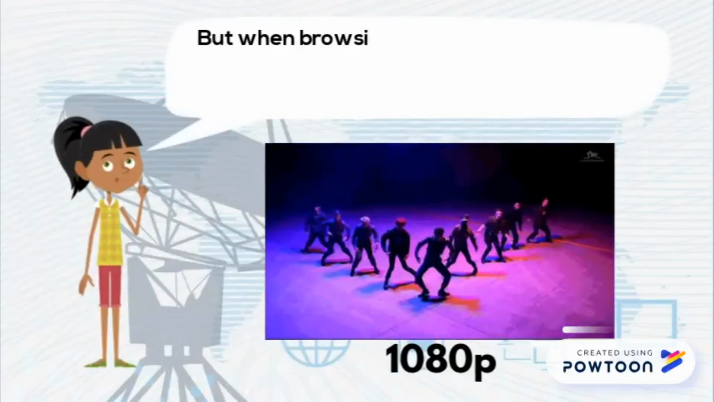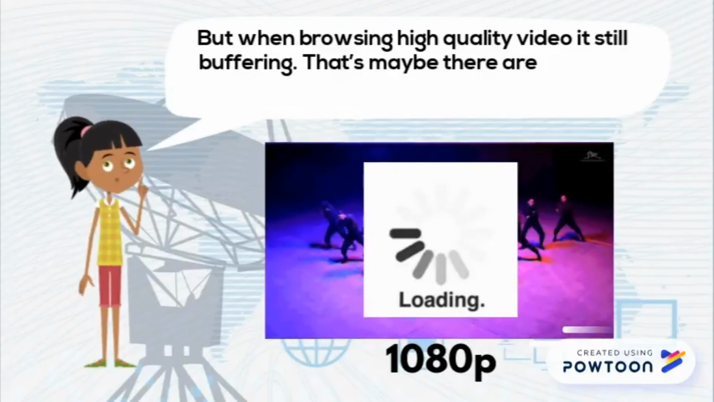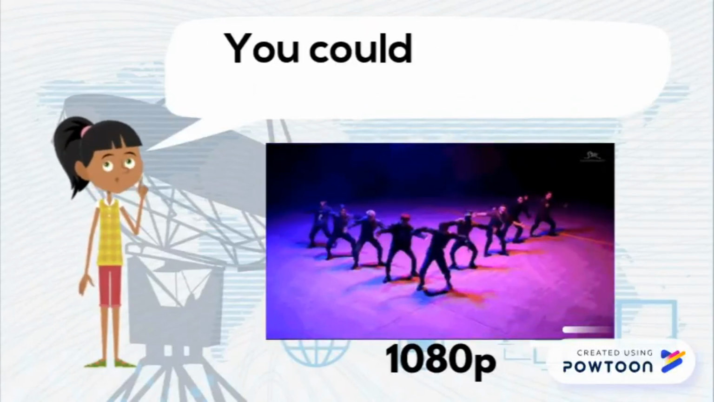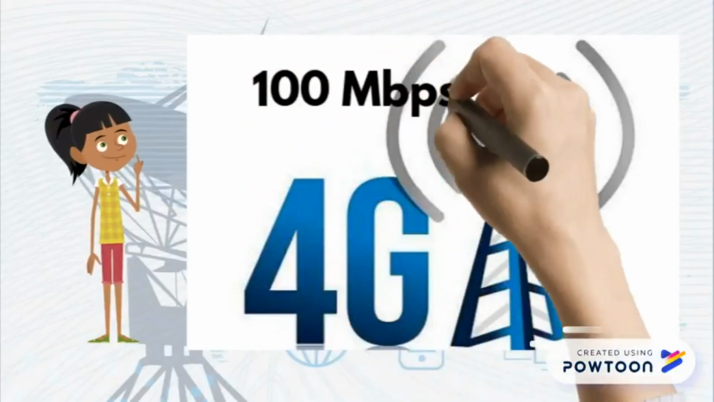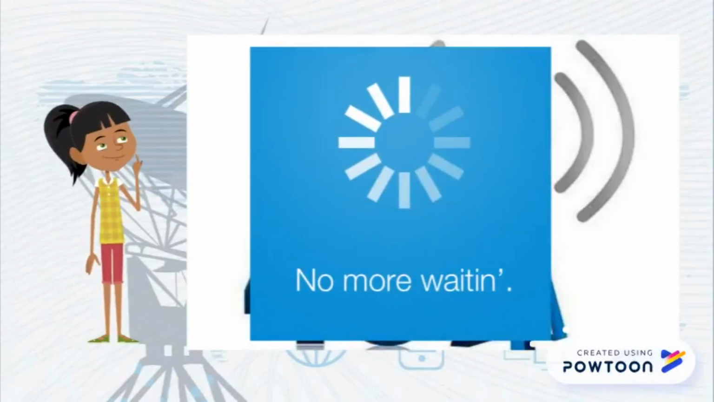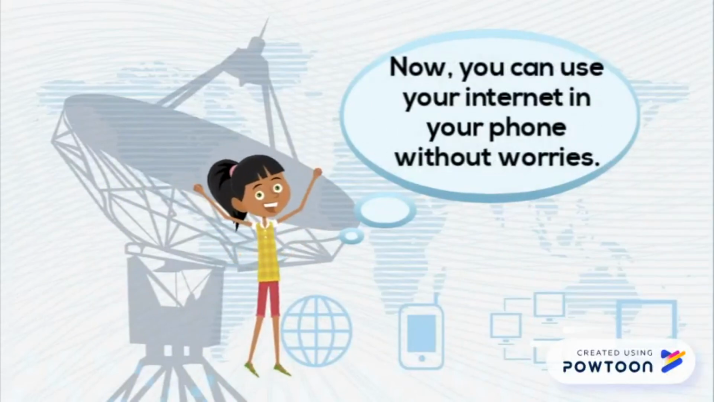But when browsing high-quality video, it's still buffering. Maybe there are problems with coverage of the 3G network at your place. You could try 4G as a solution. Since 2010, 4G has an internet speed of 100 Mbps to 1 Gbps, and it is widely used nowadays. No more buffering. We can now stream high-quality video and music faster. Now, you can use the internet on your phone without worries.